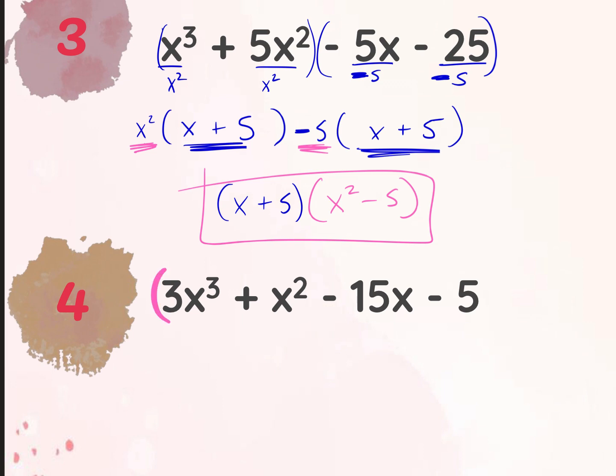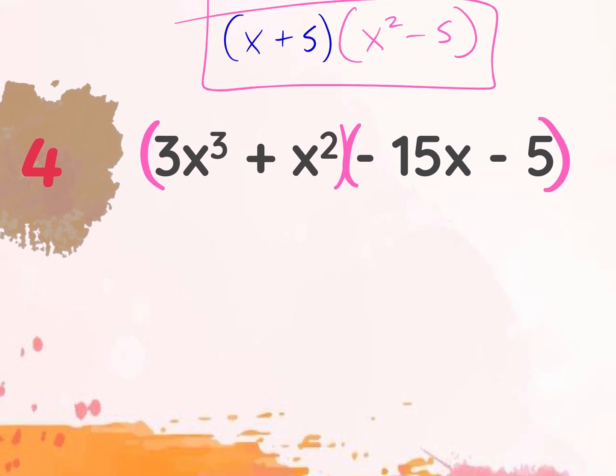All right, let's look at number 4. We have 4 terms, so we're going to group the first two, group the second two. What's our GCF from the first group? X squared. I'm going to take out an x squared, put it on the outside. What are we left with when we divide out an x squared? 3x plus 1. Perfect.